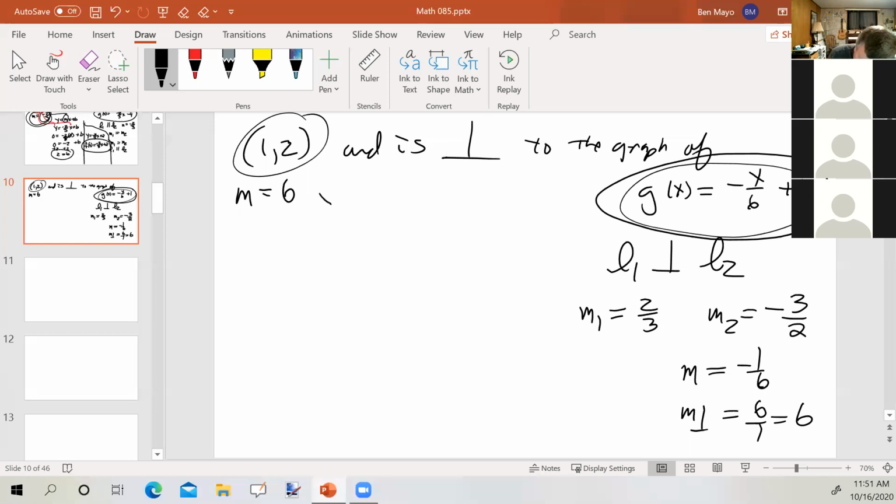Okay, so y equals mx plus b. 6 goes in the place of m. Y equals 6x plus b.